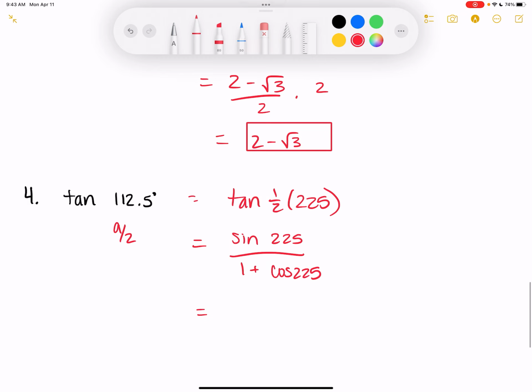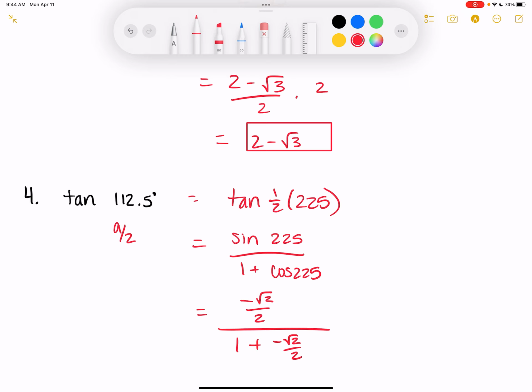So what is the sine of 225? Negative root 2 over 2. Negative root 2 over 2, all over 1 plus cosine of 225, which is negative root 2 over 2.